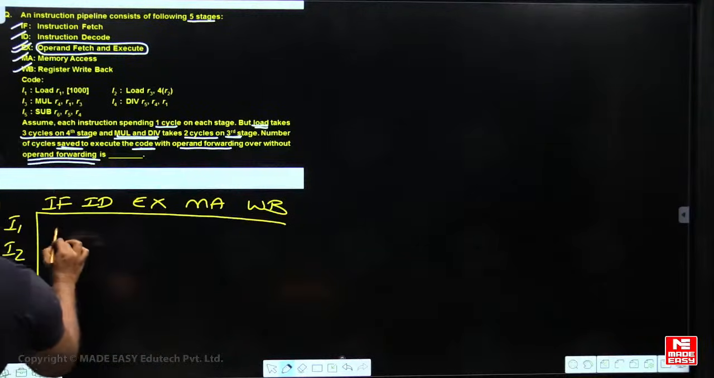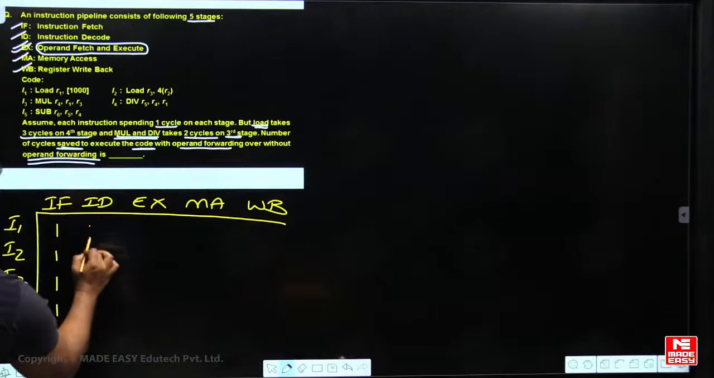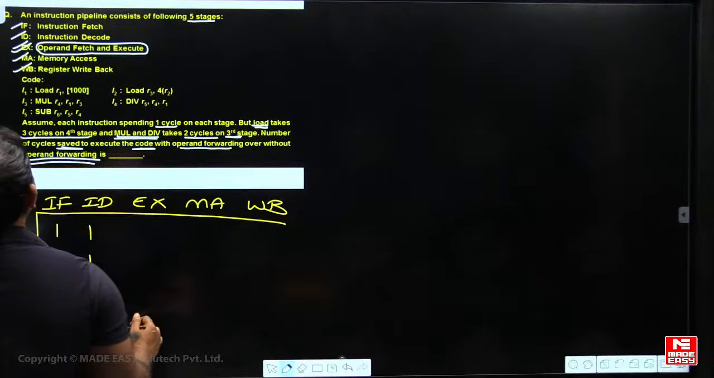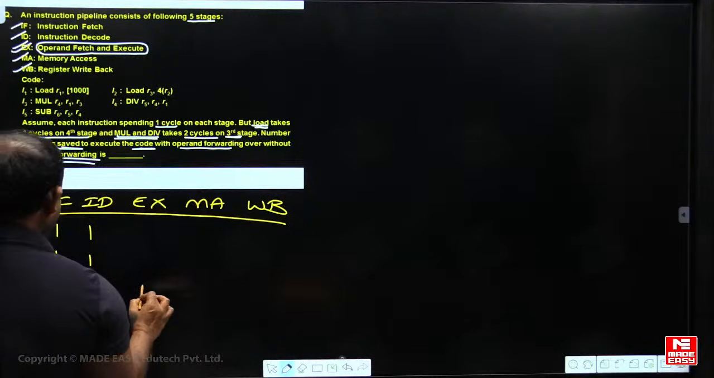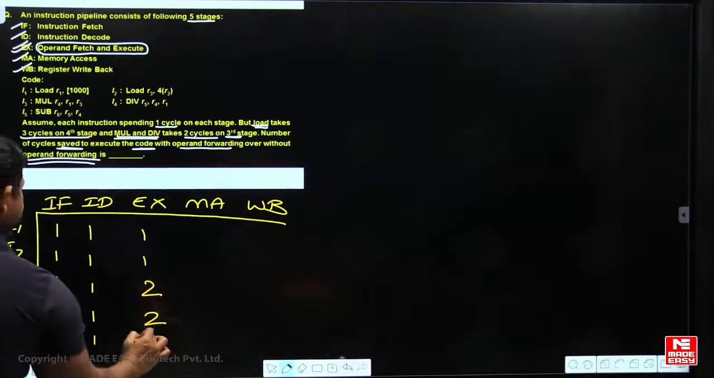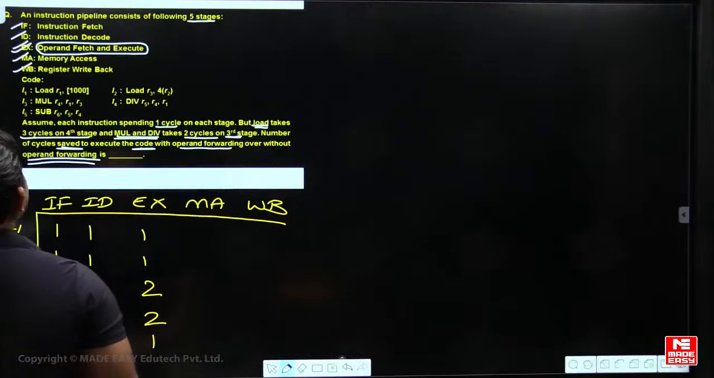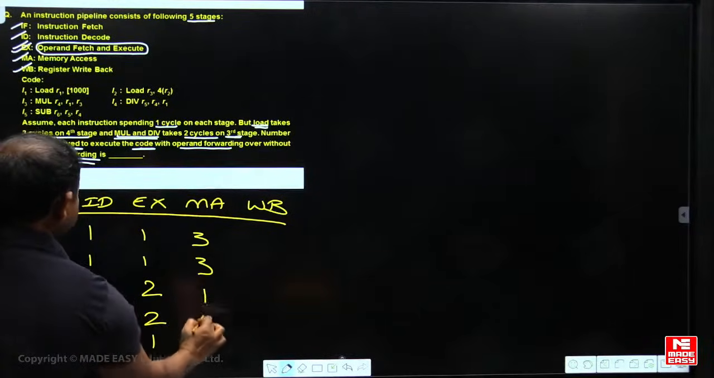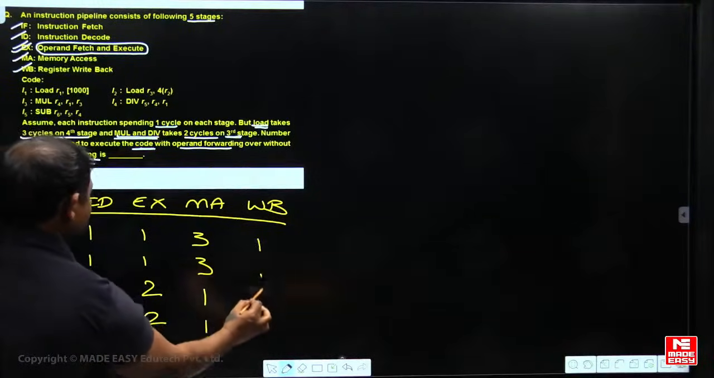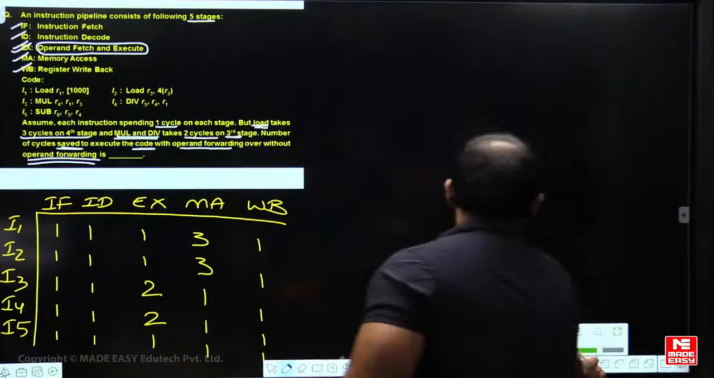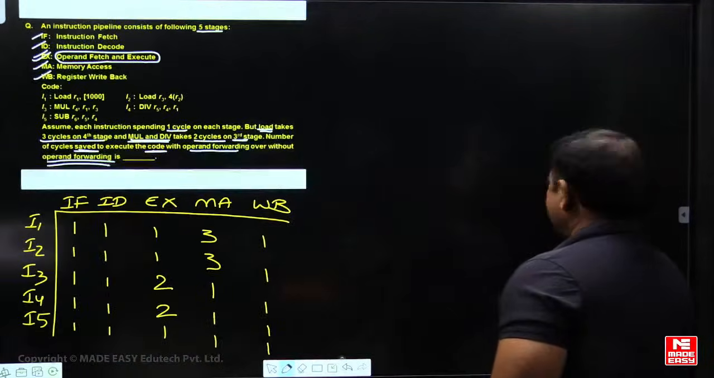So each stage one cycle spending. Okay. Then div and mul taking two cycles. I3 and I4 taking 2 cycles on third stage. Load spending 3 cycles on fourth stage. Remaining all are 1. This is the matter according to the question.